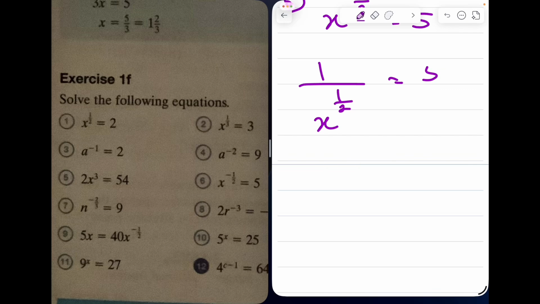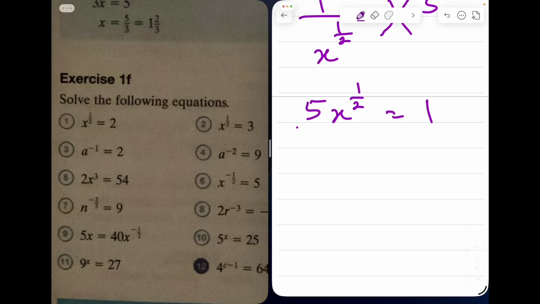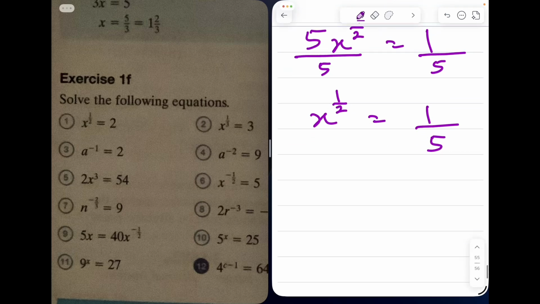Or let me even just write it this way. This is a 5. Let me do cross multiplication here. And that simply means 5x raised to power half is equal to 1. Which simply means, if you divide both sides by 5, that x raised to power half is equal to 1 over 5.